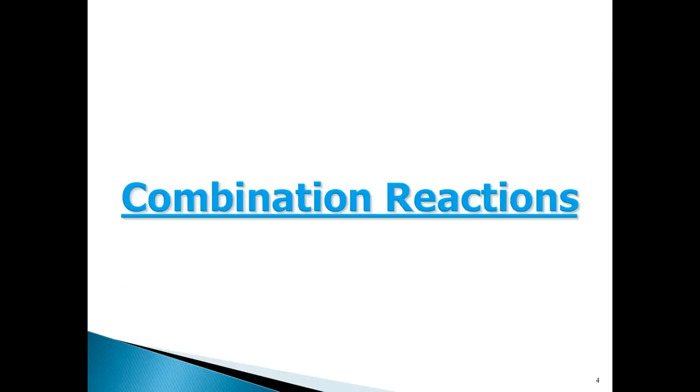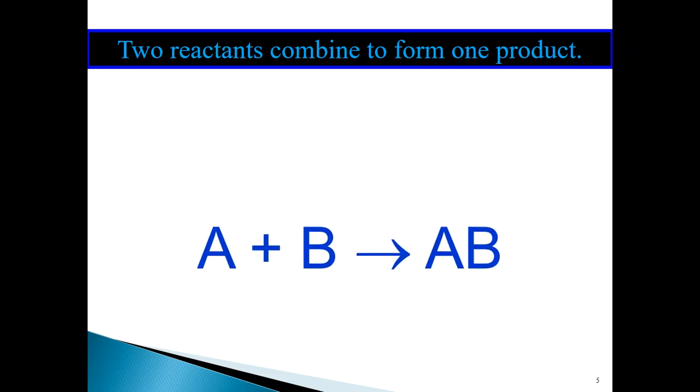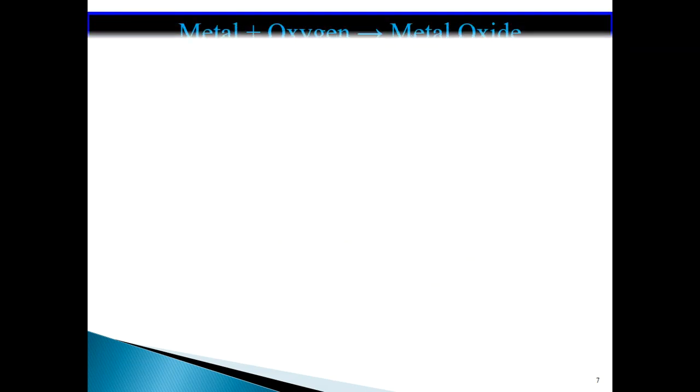So I'm going to start off by discussing combination reactions. In some textbooks, they call this synthesis reactions. And basically, what happens in this type of reaction is that you have two or more reactants combining to form only one product. So in other words, hypothetically speaking, reactant A combining with reactant B to form only one product, which is a combination of those two reactants. All right? And I'm going to show you some examples here.